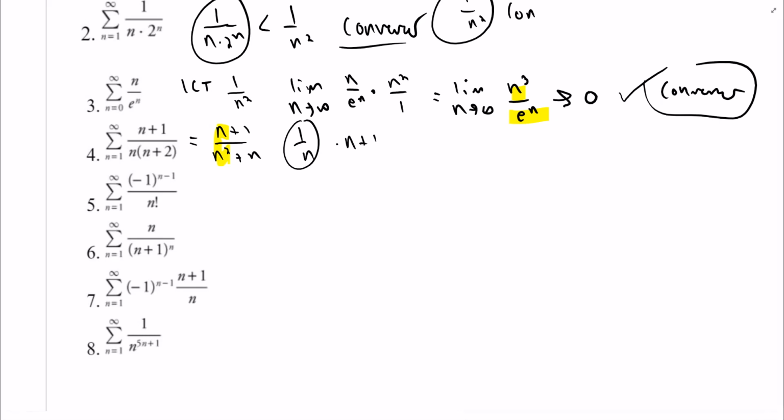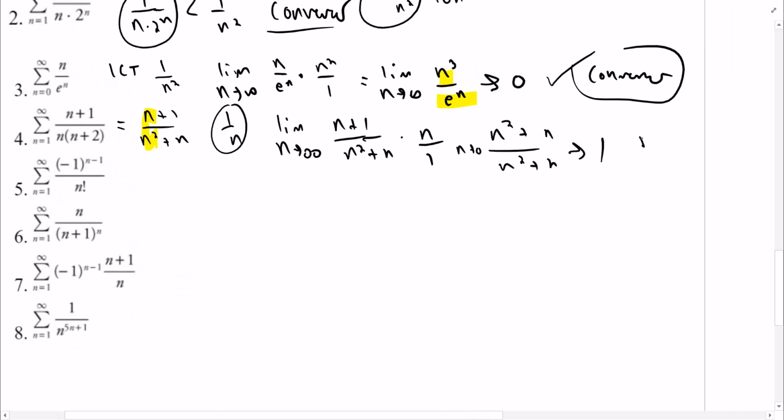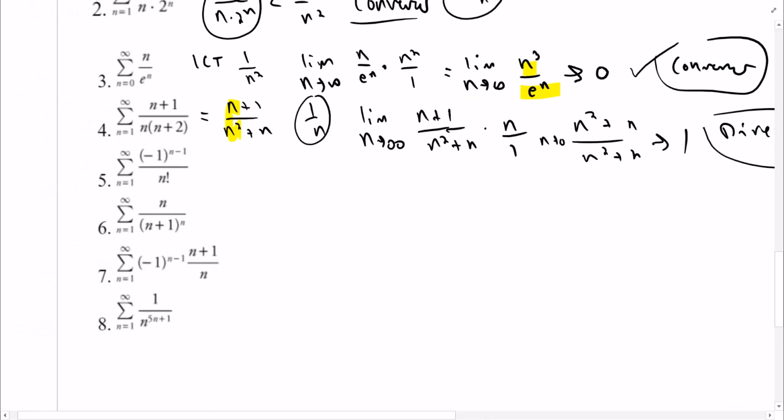So we're going to do the limit as n goes to infinity of our given series times the reciprocal of the other one, which is going to give us n squared plus n over n squared plus n. As n goes to infinity, this goes to 1. The limit exists, therefore they both have the same convergence or divergence. We were comparing it to the harmonic series, which diverges, so they both diverge.